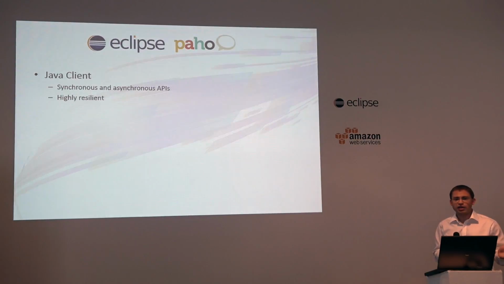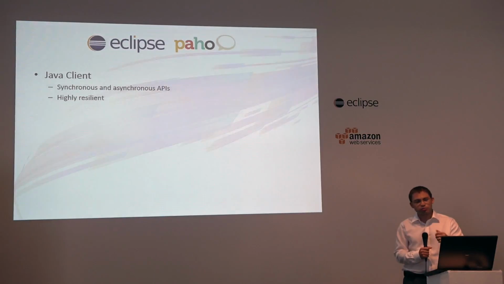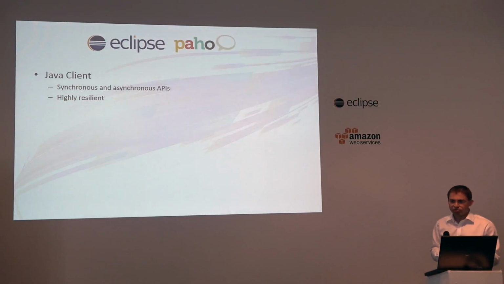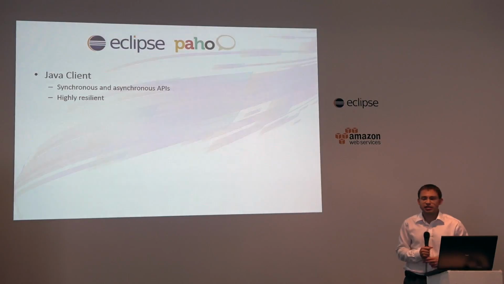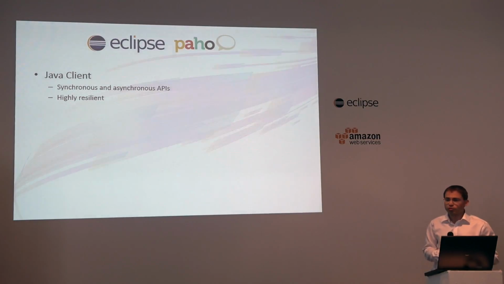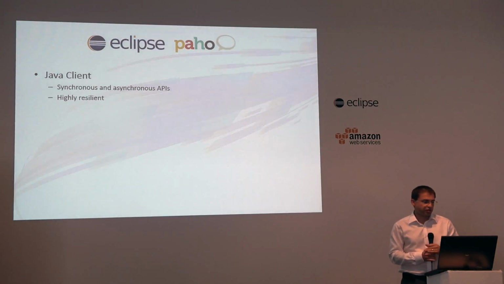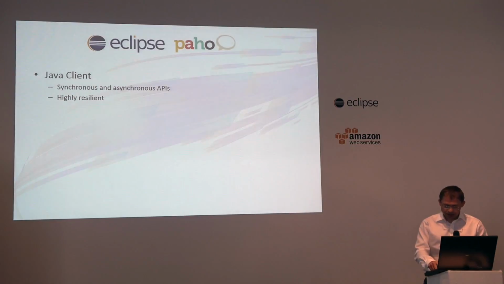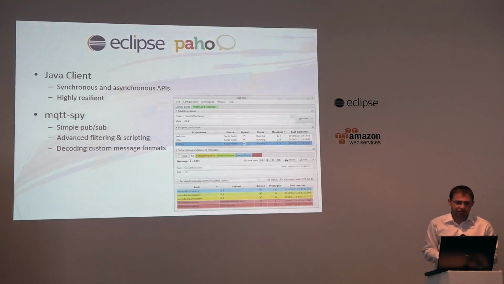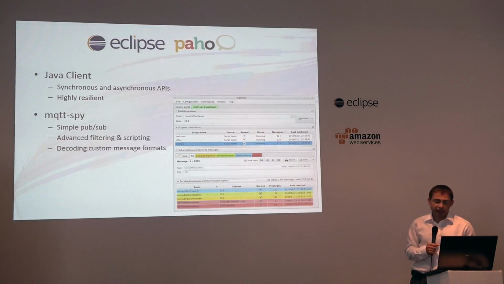So if you have any networking problems, like network switch problems, cables being pulled out, and so on, you want to make sure that your messaging layer recovers within seconds, not minutes. And that's what the Java client can give us. So if there are any problems with the network, it can gracefully recover within seconds to continue the operation. And then a fairly recent addition to the Paho family, MQTT Spy.